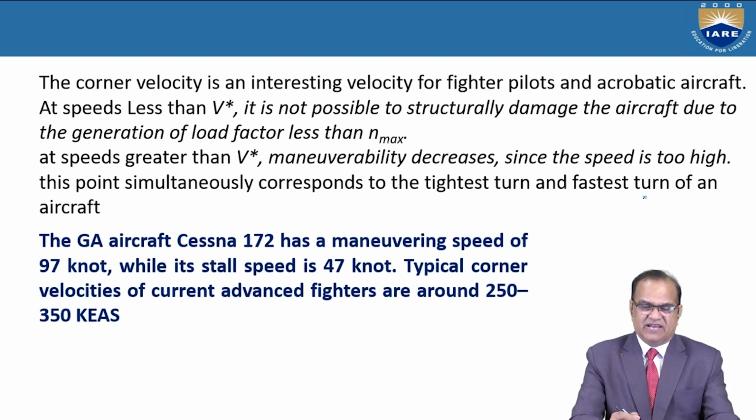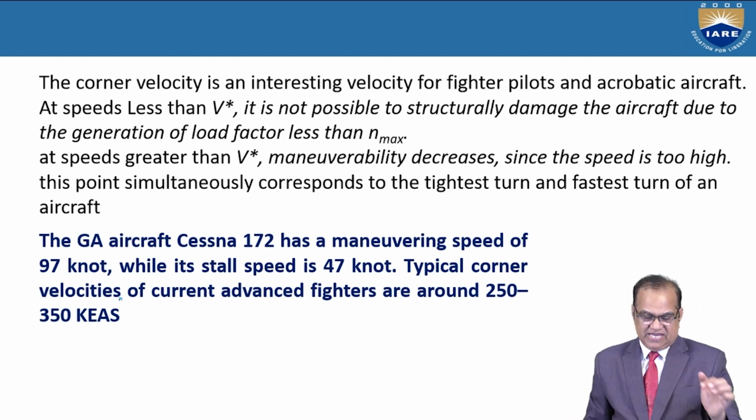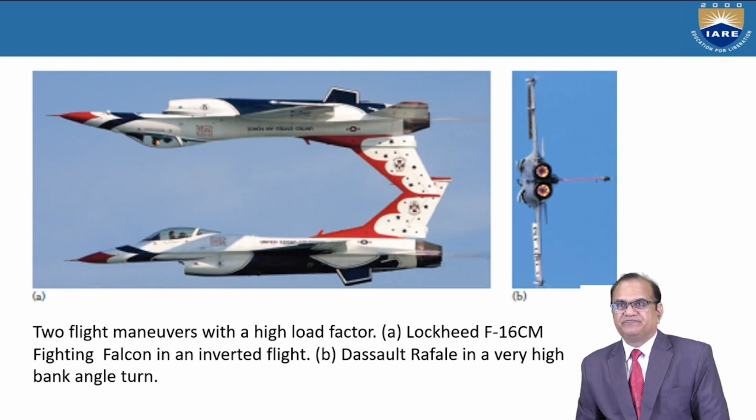The general aviation aircraft like Cessna 172 has a maneuvering speed of 97 knots, while its stall speed is 47 knots. Typical corner velocity of the current advanced fighters is around 250 to 304 knots EAS, equivalent airspeed.